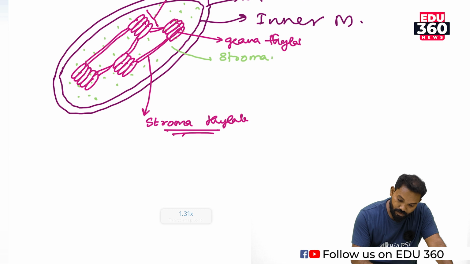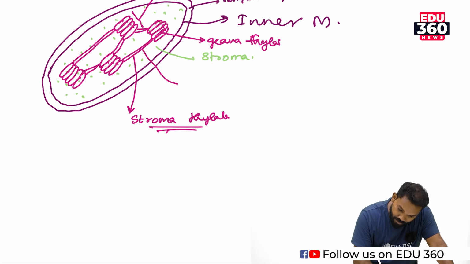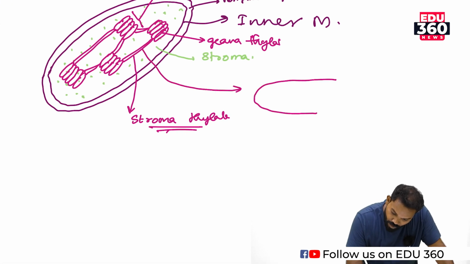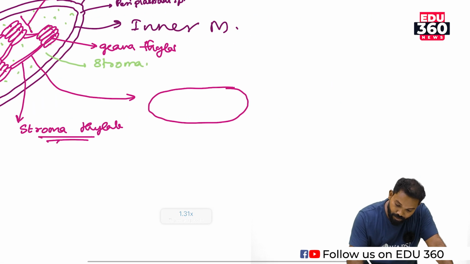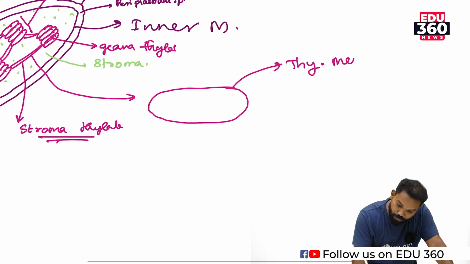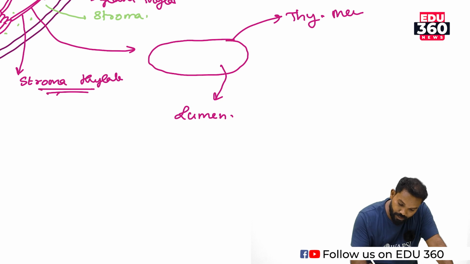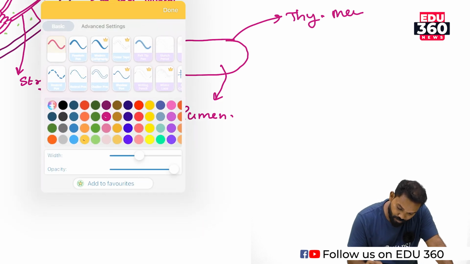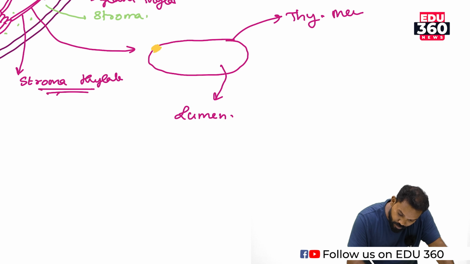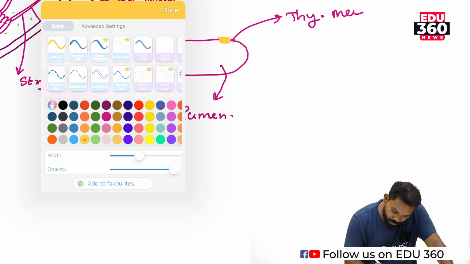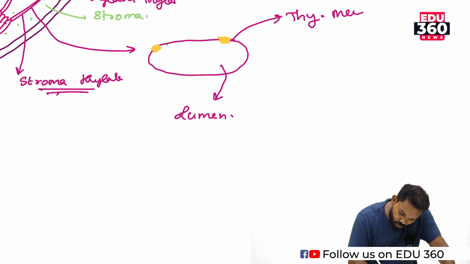This is a thylakoid, and the thylakoid has a membrane that is known as the thylakoid membrane, and there is a space within the membrane that is known as the lumen. The thylakoid membrane contains photosystem 1 and photosystem 2. This thylakoid membrane also contains different electron carriers or electron transporters.